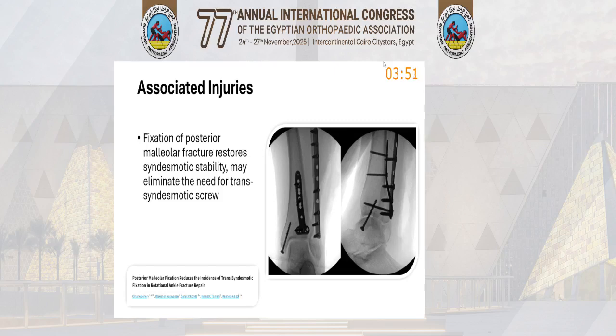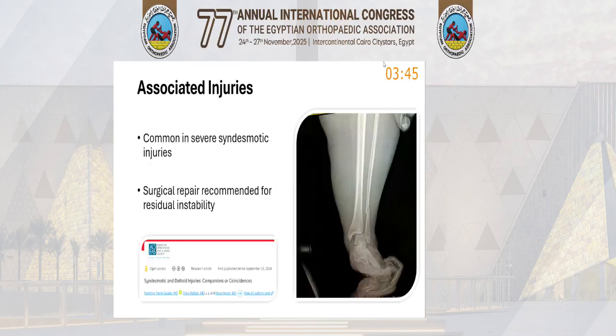When you test the syndesmosis, you can find that the stability has been regained just by fixation of the posterior malleolar fragment. About the deltoid injury, common in severe syndesmosis injuries, as you can see here in a very large medial clear space. The surgical repair nowadays is recommended much more than the classic teaching, where we were taught that you don't need to repair the deltoid unless it blocks the reduction.